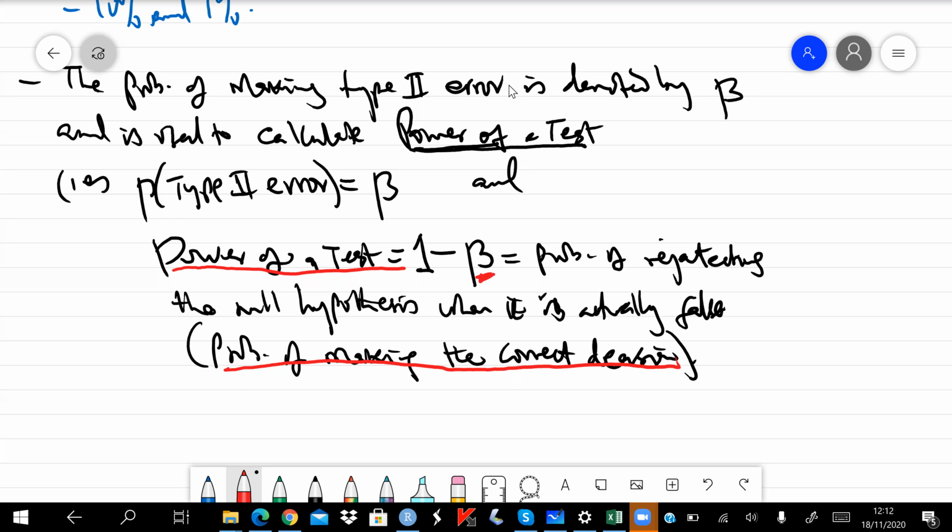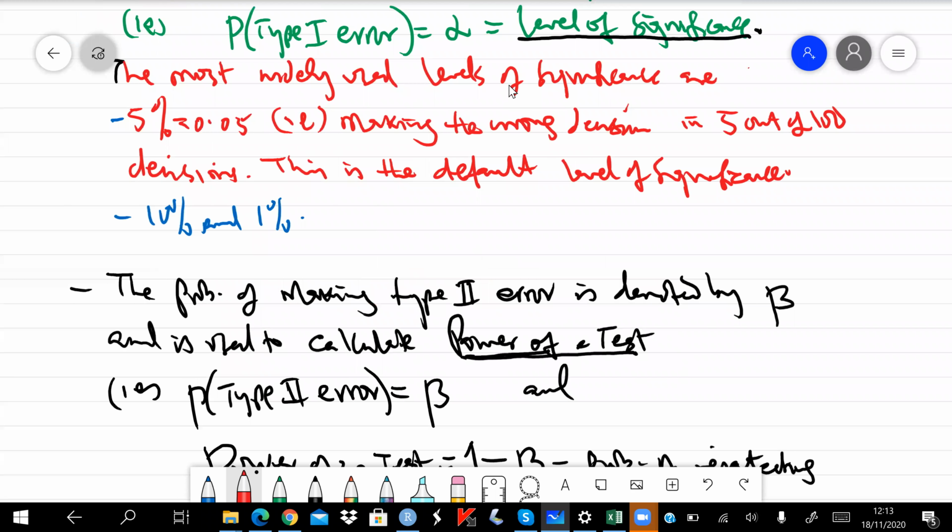So we need to strike a balance between the level of significance, the probability of type 1 error, and the probability of type 2 error. You can't set any of them to 0. If you set beta to 0, your power will be at maximum, 100%. But the problem is that the probability of rejecting a null hypothesis when it is true will be at its highest also. So you need to strike a balance. You can't set any of the errors to 0. And I've mentioned that the most widely used levels of significance are 5%, 10%, and 1%.